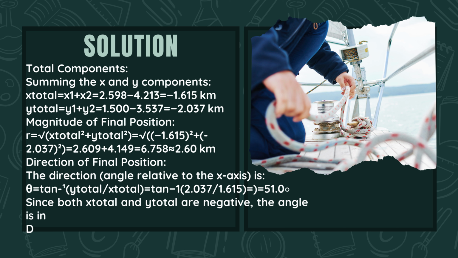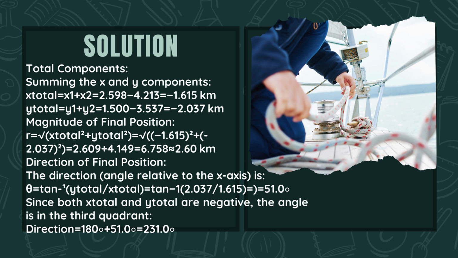Magnitude of final position, r equals the square root of total x squared plus total y squared, equals 1.615 squared plus negative 2.037 squared, equals 2.609 plus 4.149, equals 6.758, approximately equal to 2.60 km.